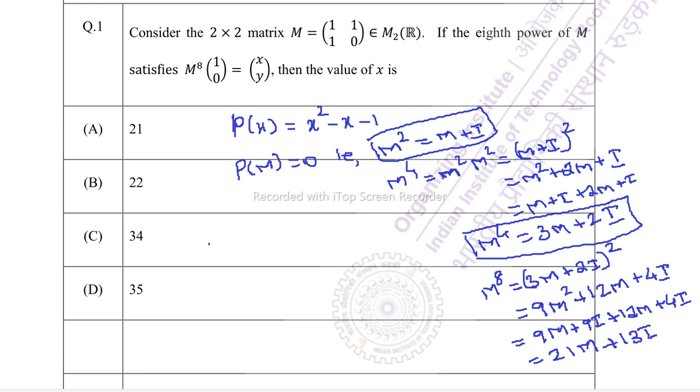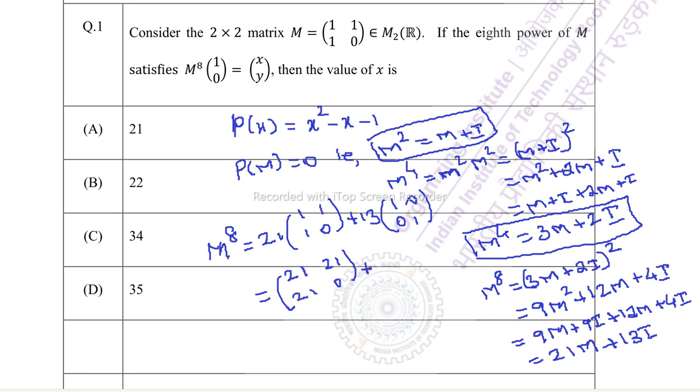Therefore we get M power 8 is 21 times M, where M is 1 1, 1 0, plus 13 times the identity matrix, that is 1 0, 0 1. If you multiply and then sum, we get 21 21, 21 0, plus 13 0, 0 13. So if you sum, you will get 34, 21, 21, 13. So this is M power 8.